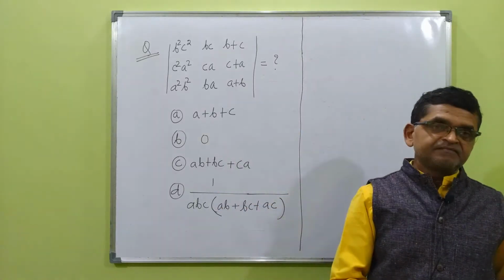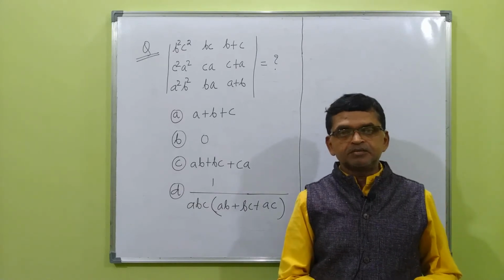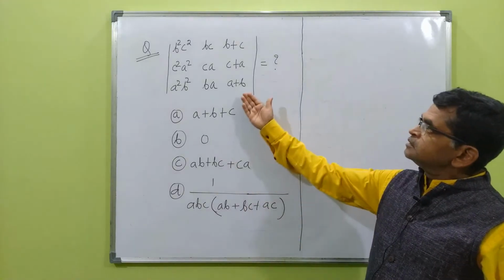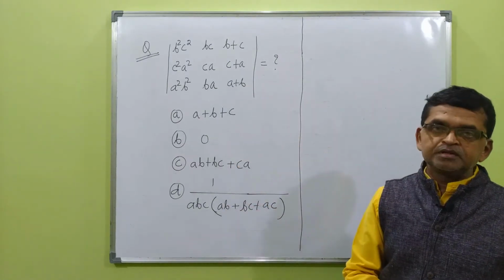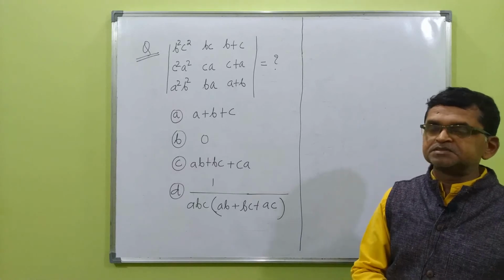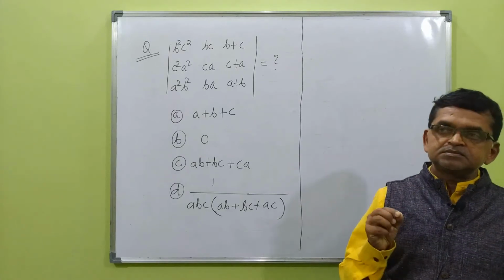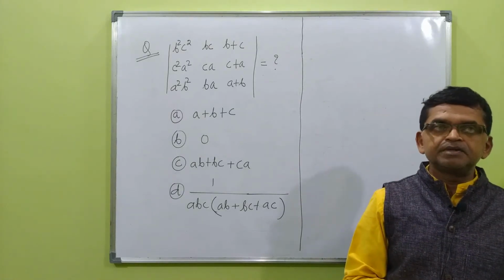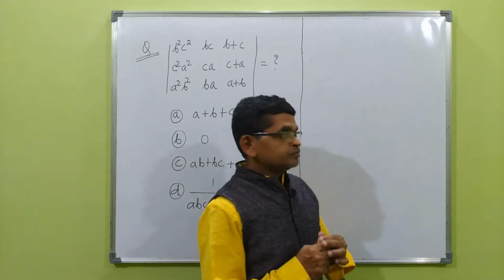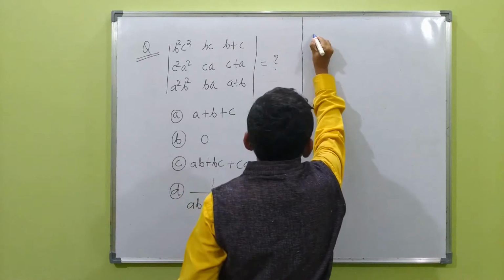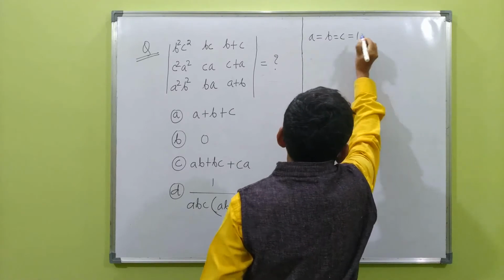This is a question asked many times in CET and COMEDK. The determinant is given, and you have to find the correct answer among the options. Better you substitute some simple values of A, B and C, then verify the answer. So let us take A is equal to B is equal to C is equal to 1.